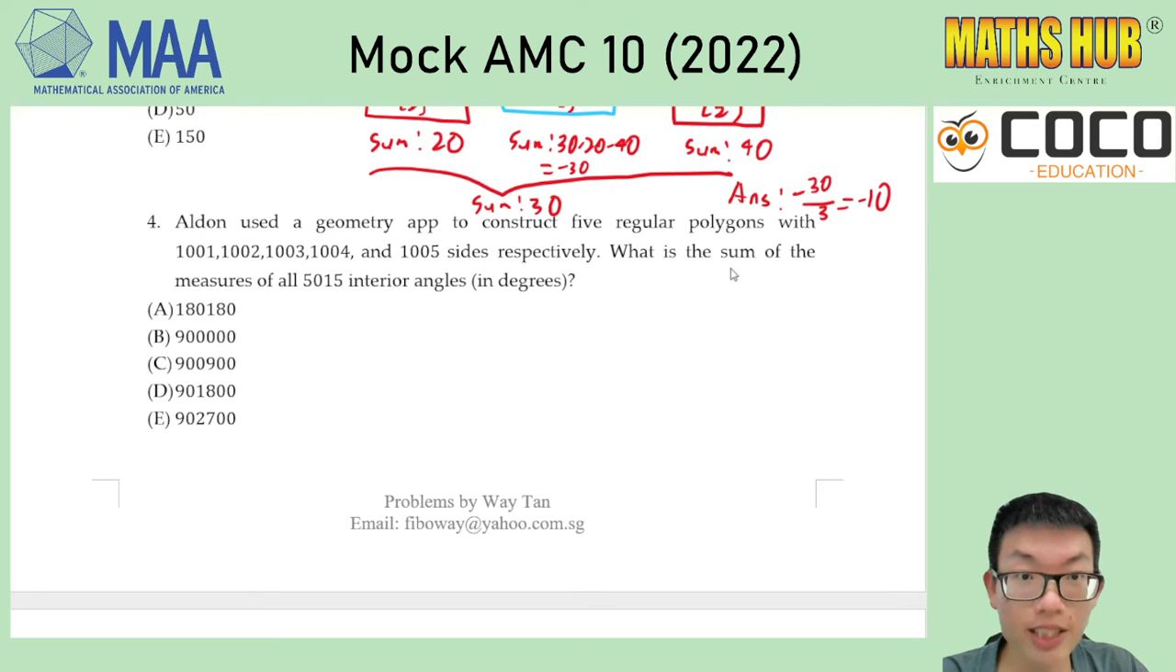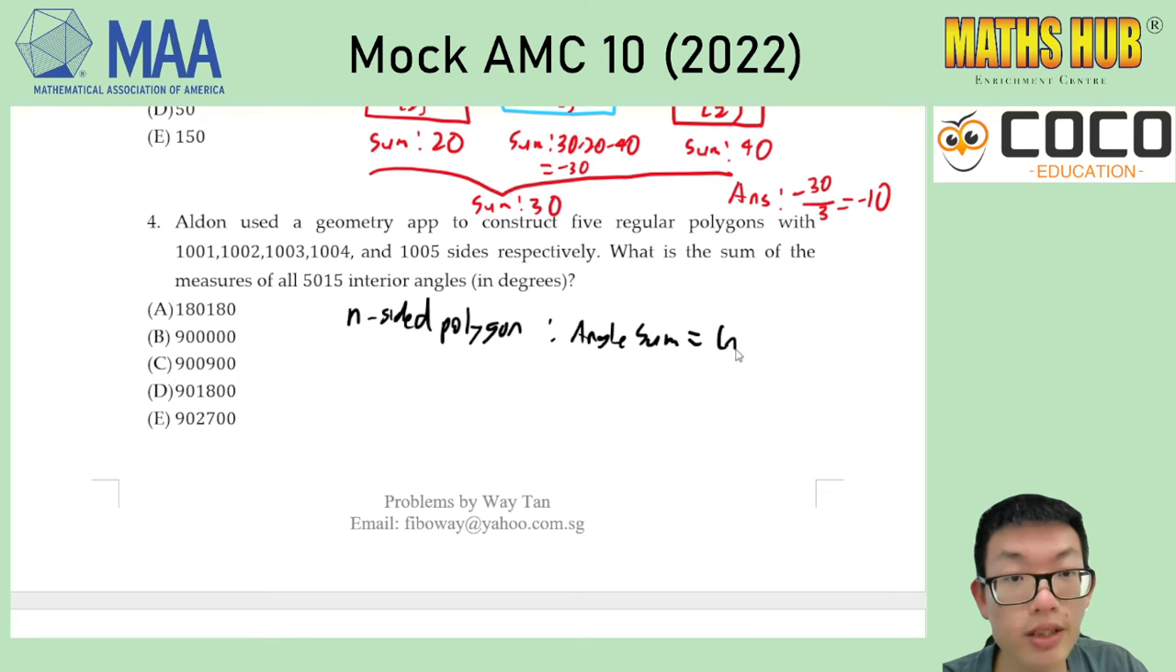Since we are being asked for the sum of angles, all we need to do is get the sum of angles in each of the regular polygons. And the formula you would like to use is that for an n-sided polygon that does not intersect itself, the angle sum is n minus 2 times 180 degrees.